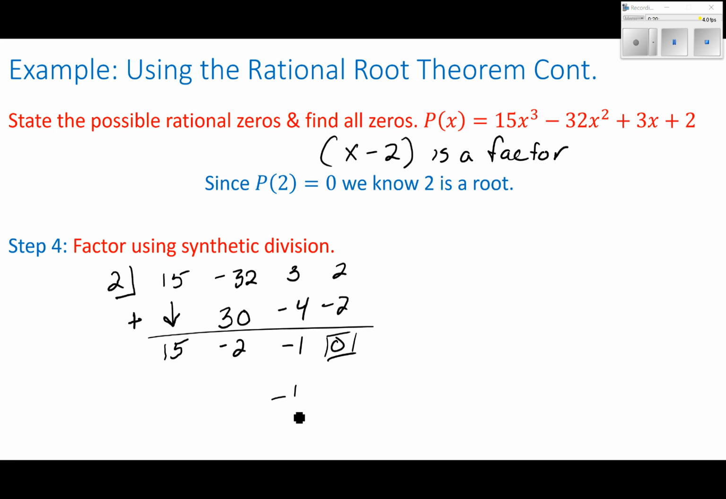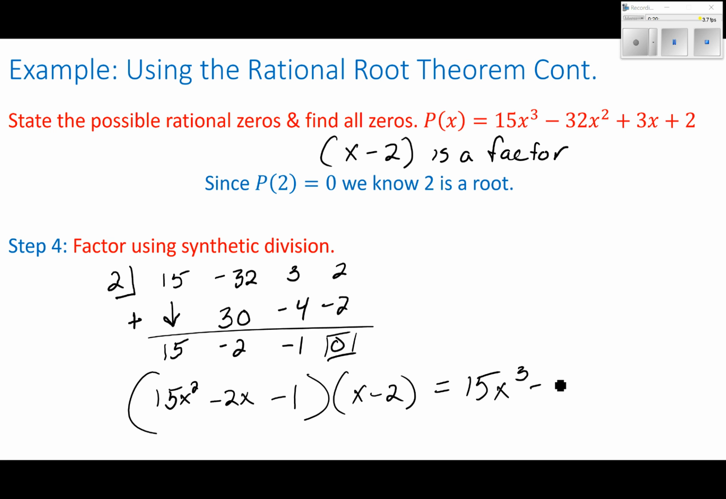So from this, I can build my polynomial. And so I have 15x squared minus 2x minus 1 times x minus 2 is equivalent to this 15x cubed minus 32x squared plus 3x plus 2.